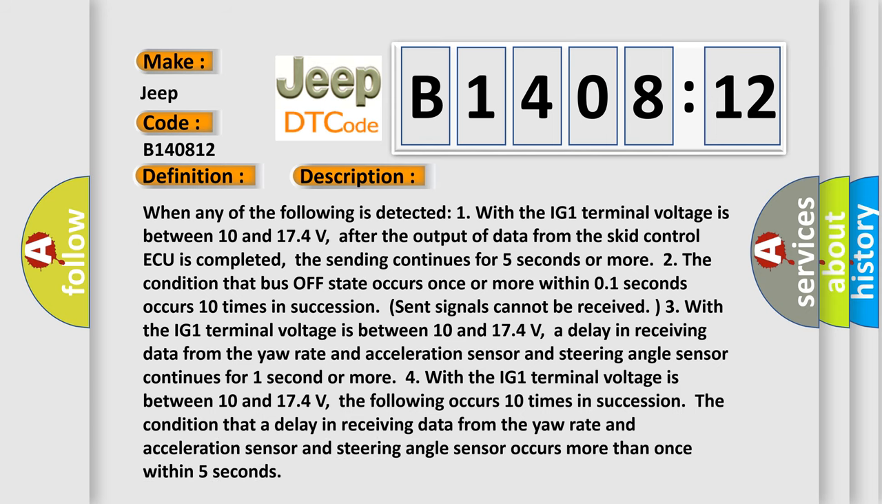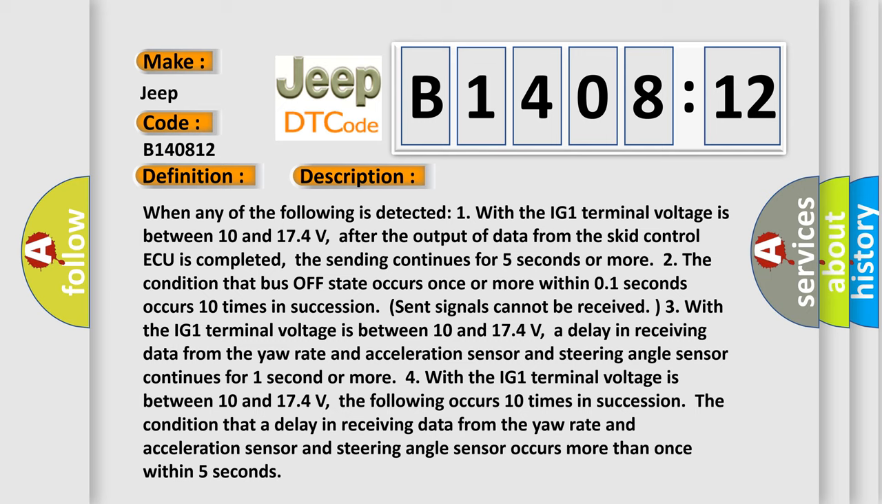When any of the following is detected: 1, with the IG1 terminal voltage between 10 and 17.4 volts, after the output of data from the skid control ECU is completed, the sending continues for 5 seconds or more. 2, the condition that bus off state occurs once or more within 0.1 seconds occurs 10 times in succession. Sent signals cannot be received. 3, with the IG1 terminal voltage between 10 and 17.4 volts, a delay in receiving data from the yaw rate and acceleration sensor and steering angle sensor continues for 1 second or more.